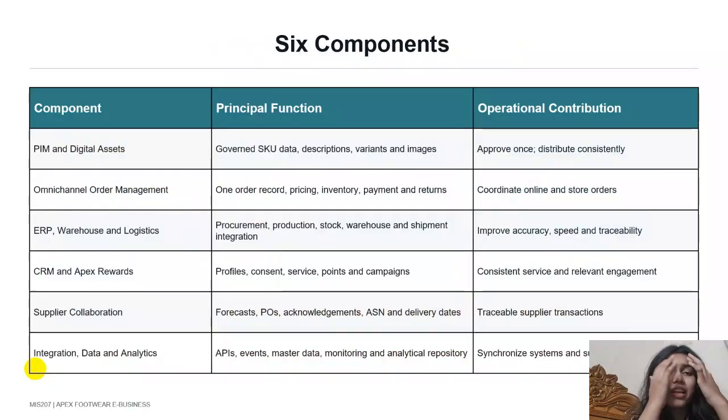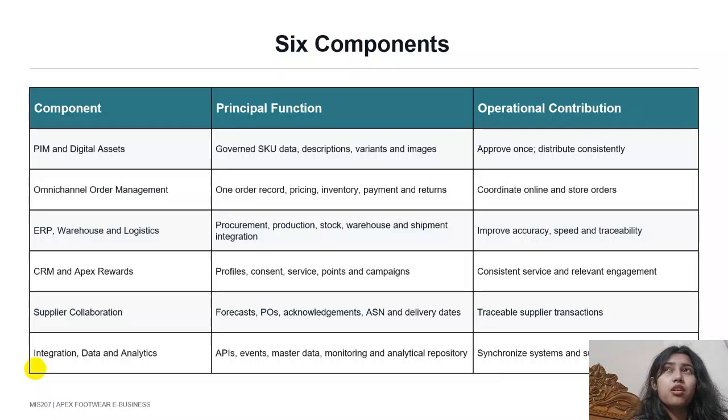Okay, 6 components. AIOOP has 6 main components. First one is PIM and digital assets, which manage product information and images. Second, omnichannel order management manages orders, pricing, inventory, and returns.